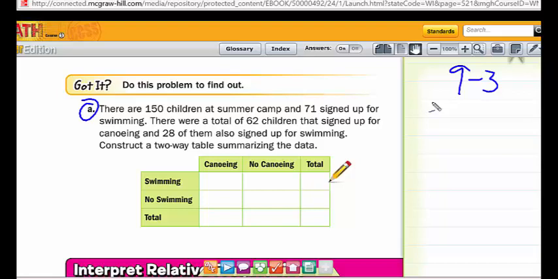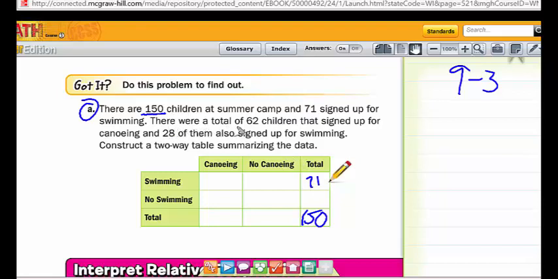So the best way to start with this is just to go number by number. There are 150 children at summer camp, so that is our grand total. We can place that right here. Secondly, we have 71. 71 signed up for swimming, so that's the total for swimming. Under total and swimming, we have 71.